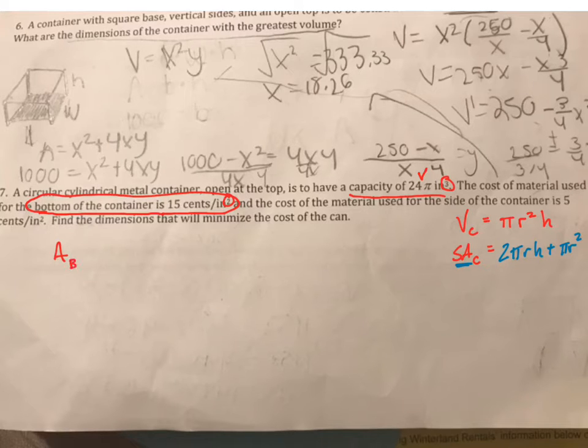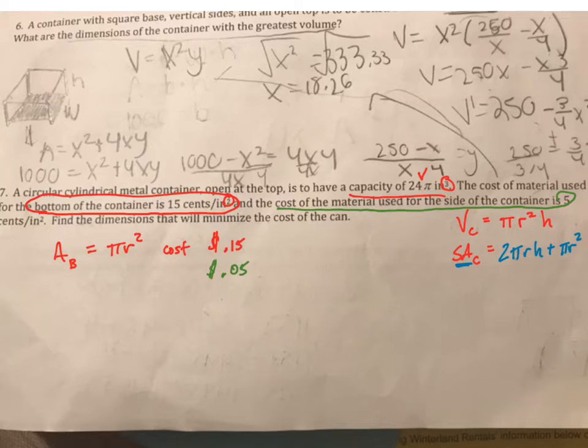The area of the bottom, I'll call that A sub B, or you could think of that as the surface area of the bottom, which is going to be pi r squared for whatever r is, and that costs 15 cents per square inch. And then it says the cost for the material used for the side of the container is 5 cents. So this would be 5 cents.